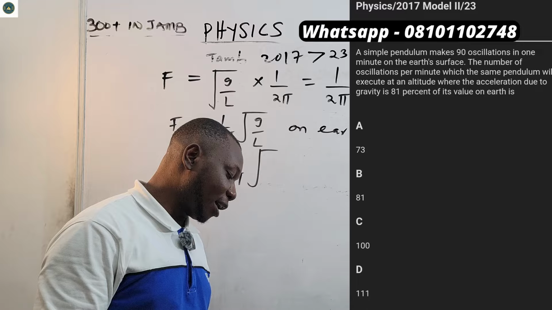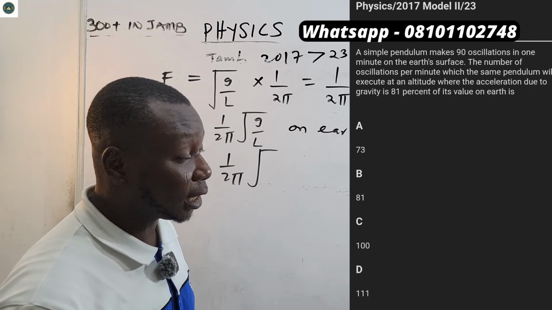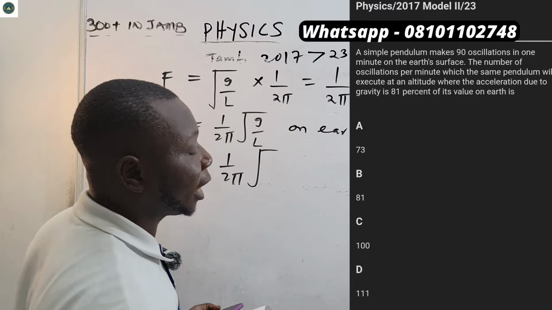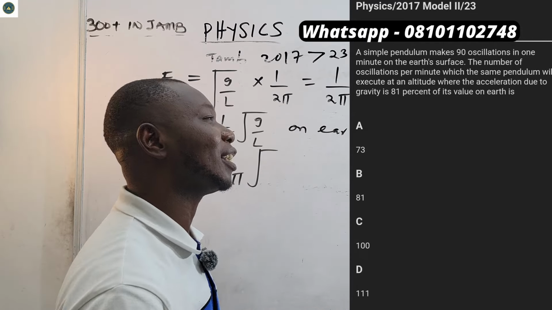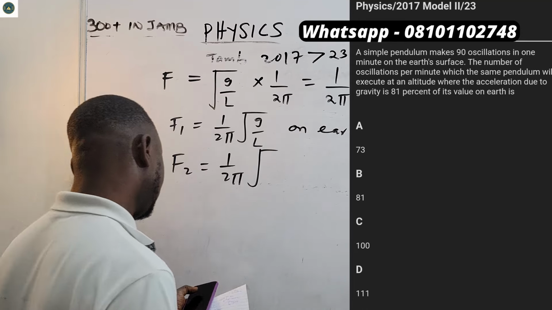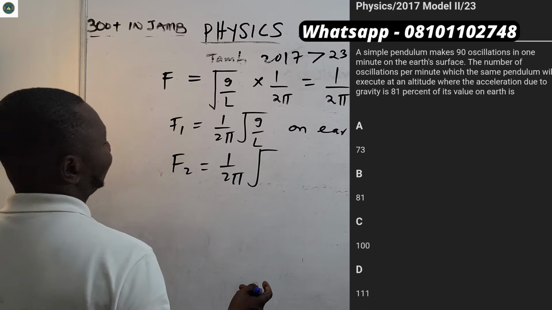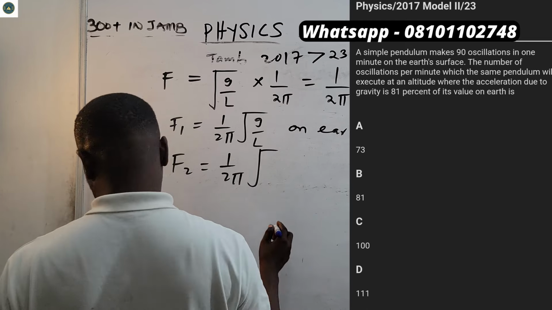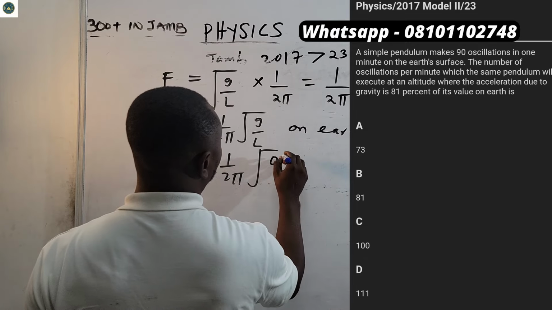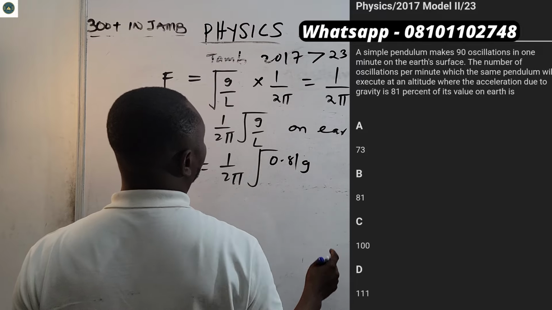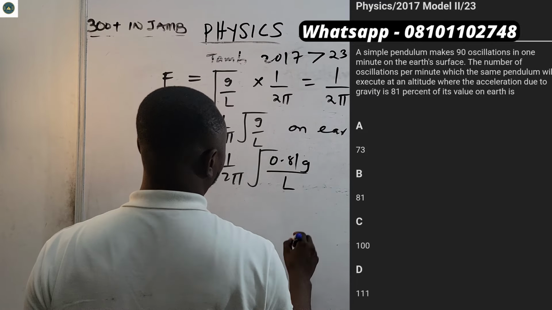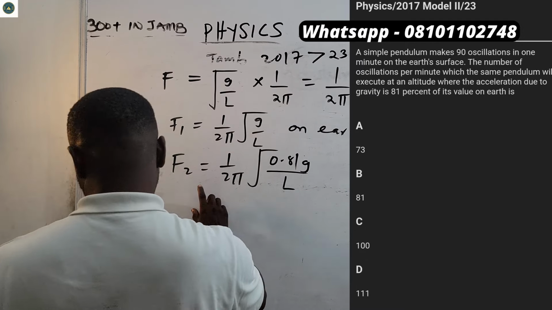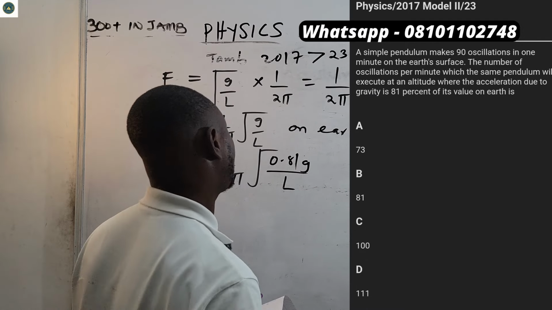Remember, they said we execute at an altitude where the acceleration due to gravity is 81% of its value on Earth. Let's say the value on Earth is 9.8. That means 81% of 9.8. So 1 over 2 pi times the square root of 0.81 of the gravity on Earth, over L. So we have F1 equals this and F2 equals this.